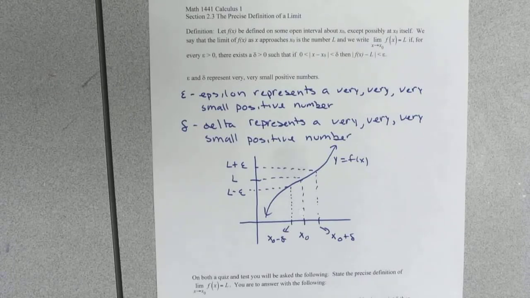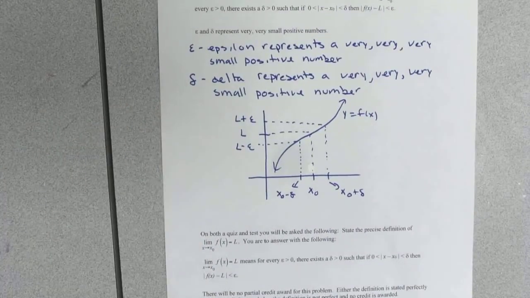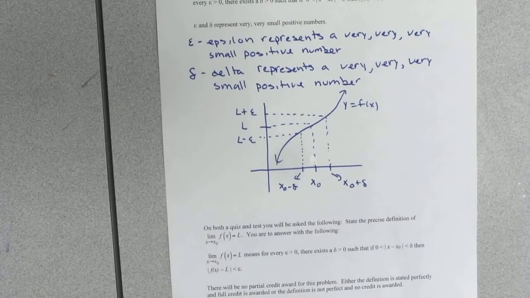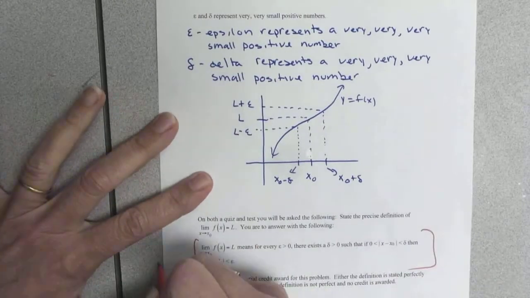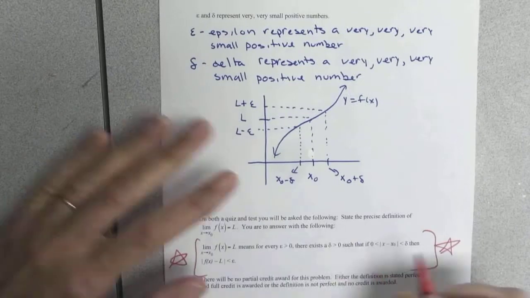We aren't going to do any problems with it. All I'm going to ask you to do is the following. And note, on both a quiz and test, you will be asked to state the following. State the precise definition of limit as x goes to x naught of f of x equals L. You are to answer the following. The limit as x goes to x naught of f of x equals L means for every epsilon greater than 0, there exists a delta greater than 0, such that if 0 is less than the absolute value of x minus x naught is less than delta, then the absolute value of f of x minus L is less than epsilon. You need to memorize that because it's going to be on a test.